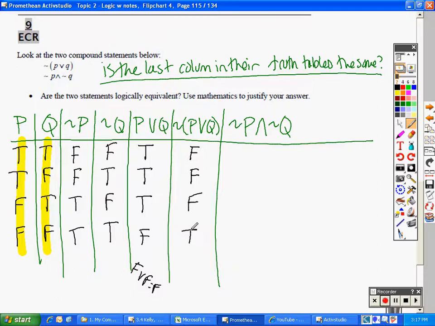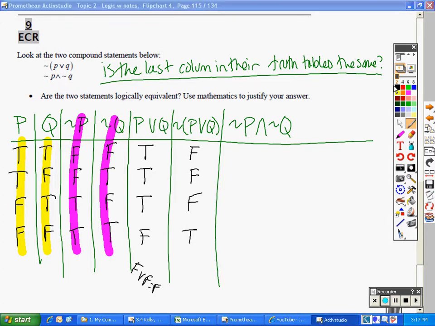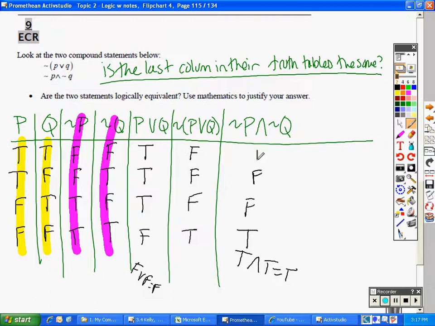All right. Last column. I want not P and not Q. So basically, I want this column and this column. The rule I'm looking for here is true and true equals true. So let me look here. I don't have true and true. No. No. Yes, right there. So that one is true. And the rest of them are all false.